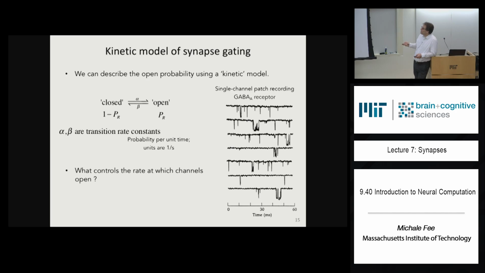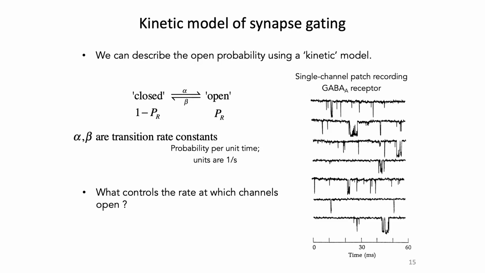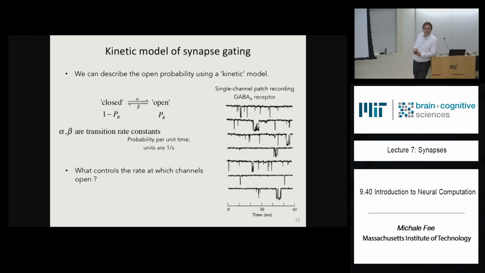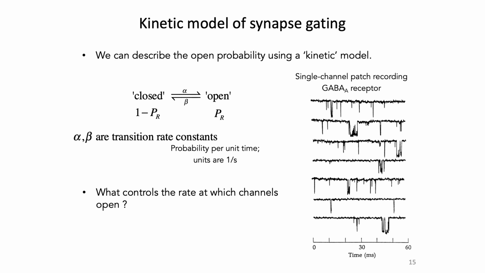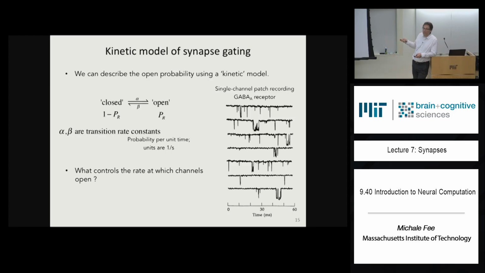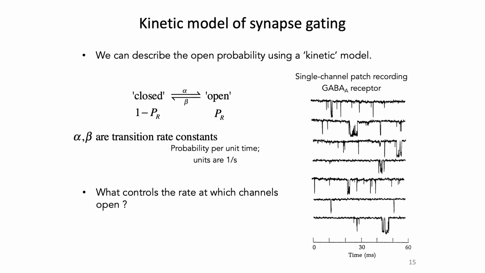And what controls the rate at which the channel opens? Good. So alpha will depend on the concentration of neurotransmitter. That controls the rate at which closed channels open. And how about open to closed? It's not the concentration of the neurotransmitter. It'll be something else. Exactly. So there will be basically some rate constant for neurotransmitter unbinding.